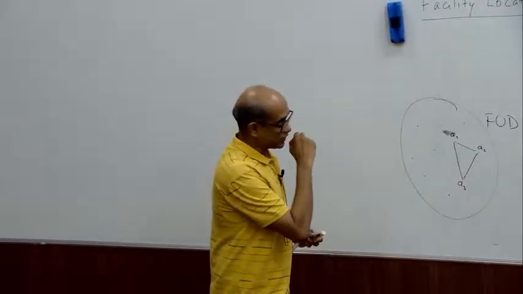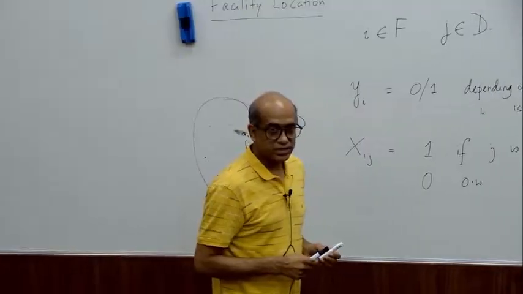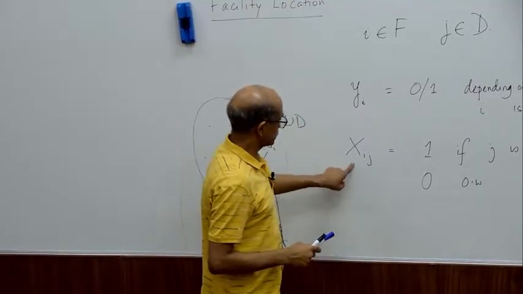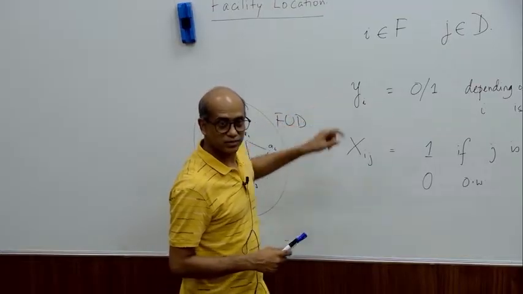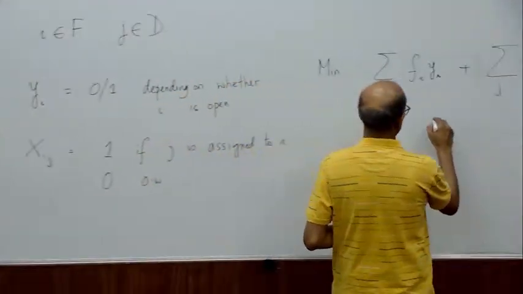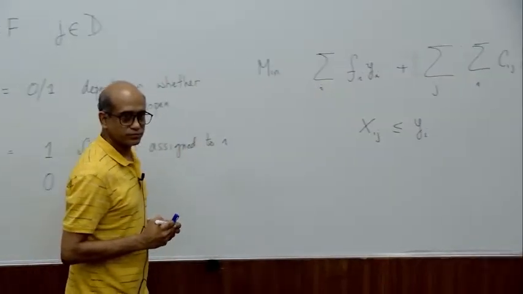Okay, now what conditions should yi and xij satisfy? Well, the first condition is that if I am going to go somewhere, this facility better be open. So if xij is 1, then yi should be 1 as well. So xij is less than or equal to yi. What else?